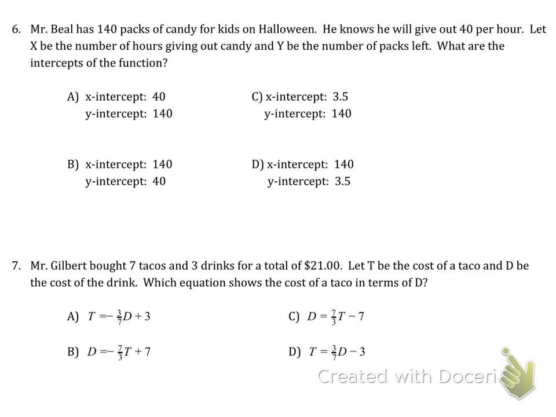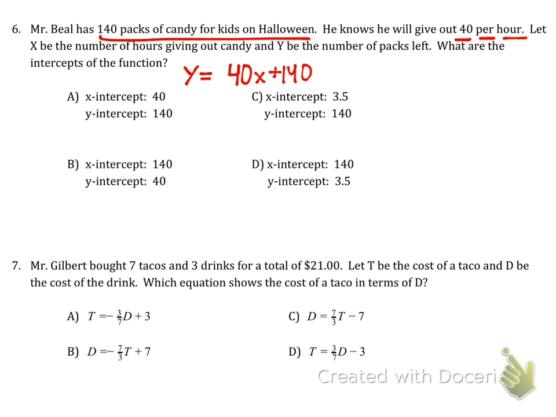All right, Mr. Beale has 140 packs of candy for kids on Halloween. He knows he will give out 40 per hour. Let x be the number of hours giving out candy and y be the number of packs left. What are the intercepts of the function? Well, in order to find the intercepts, they have 3 different options. First thing we need to do is find the equation. So 140 packs of candy and 40 per hour. That seems like y equals mx plus b. 40 per hour is the slope, so I'm going to put y equals 40x plus 140.